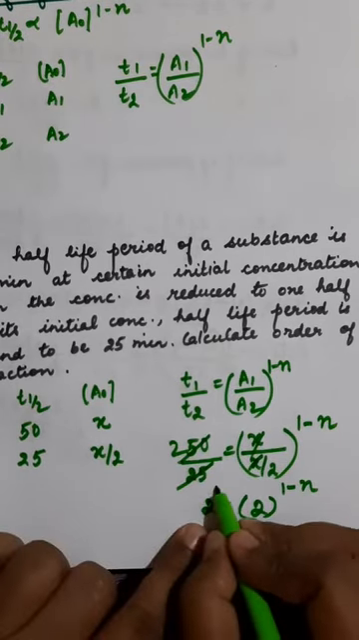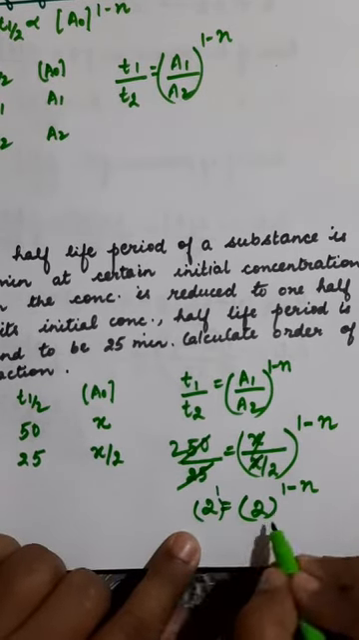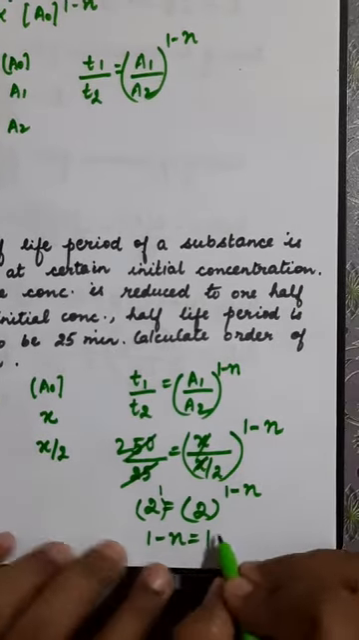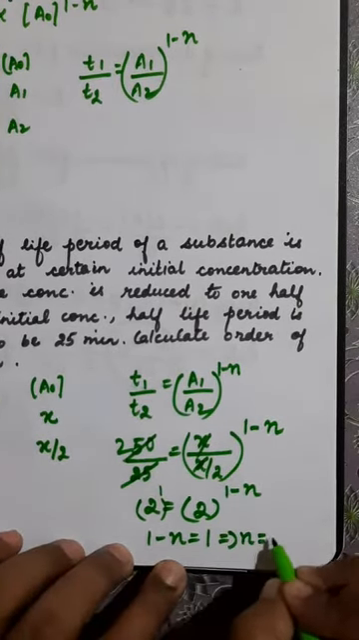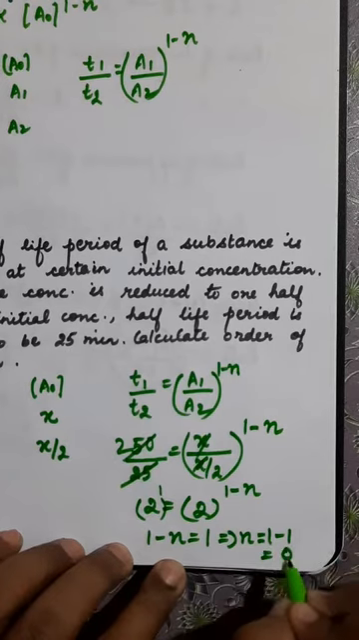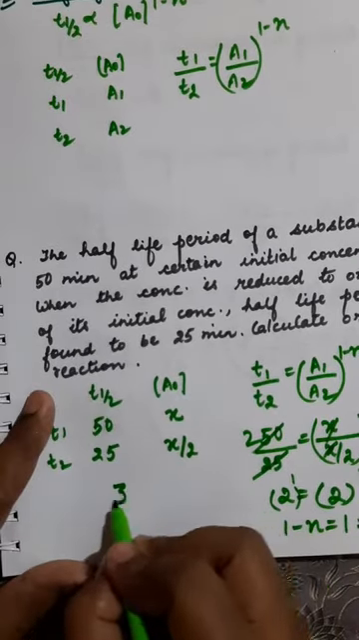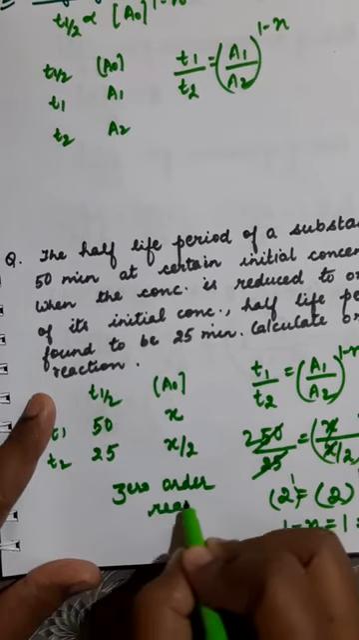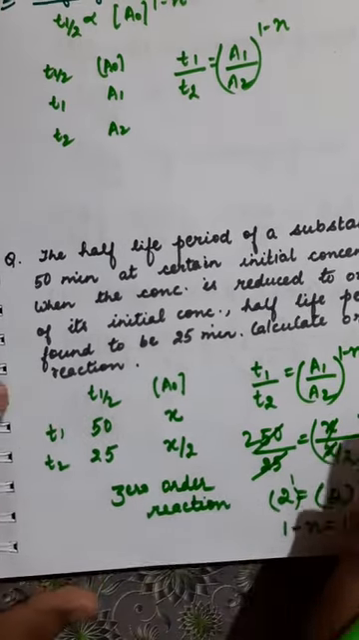What is 2 to the power 1? So the base is the same, so we can write 1 minus n is equal to 1. So n is equal to 1 minus 1, that is 0. So it is a zero order reaction. So this is the half-life method.